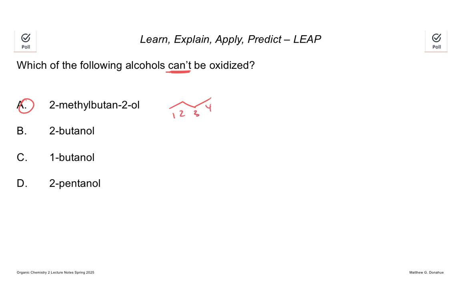So we see the parent is 4 carbons. The alcohol is at the 2 position. And then at the 2 position as well, we have a methyl group. So that means it's a tertiary alcohol.